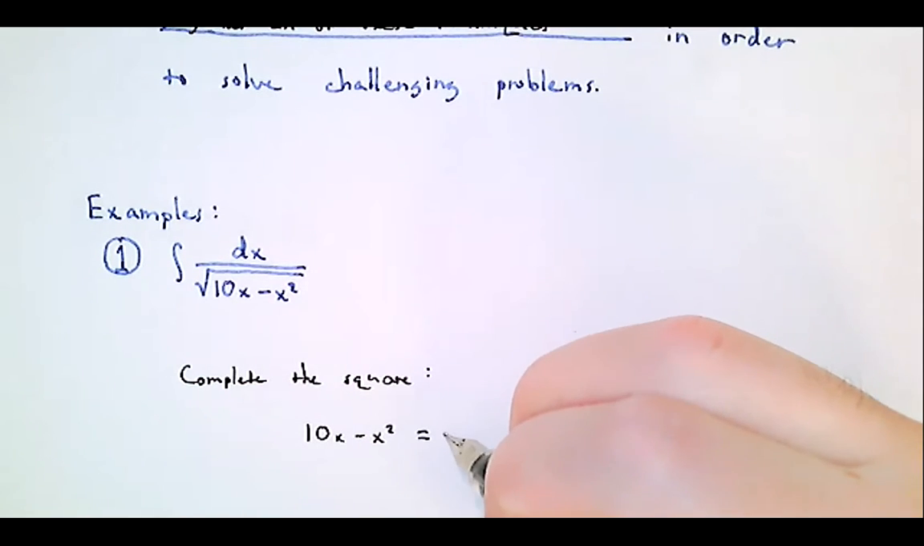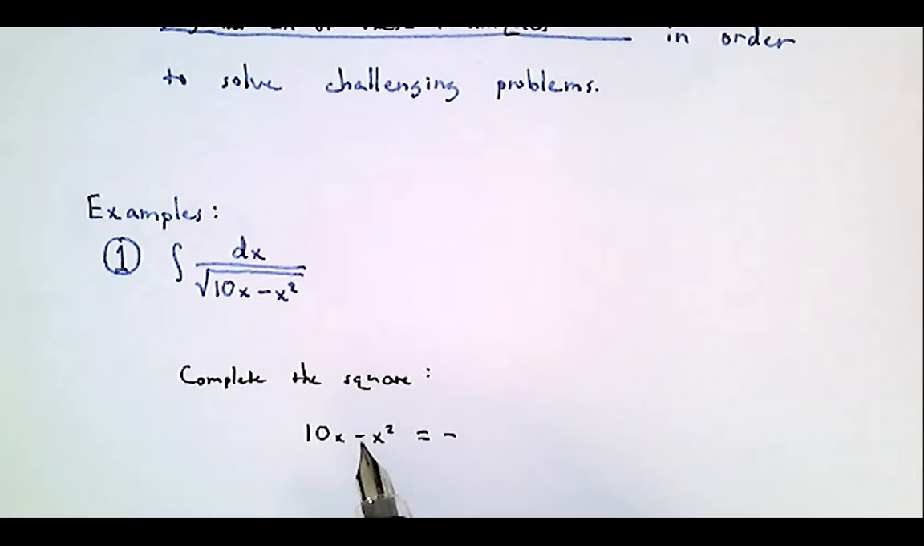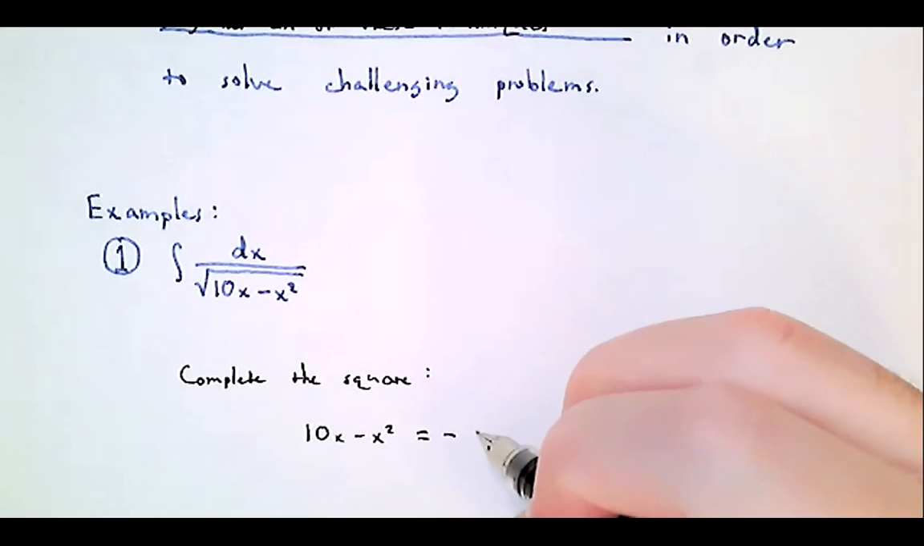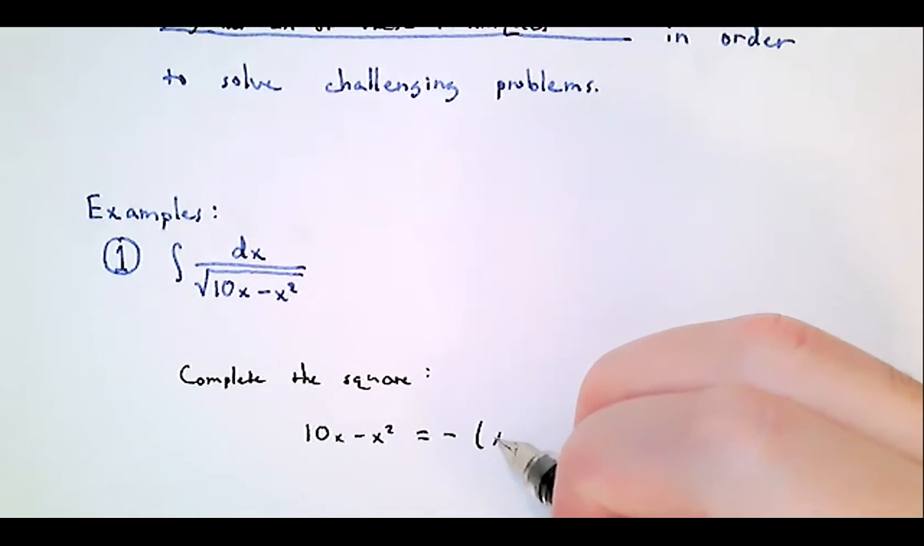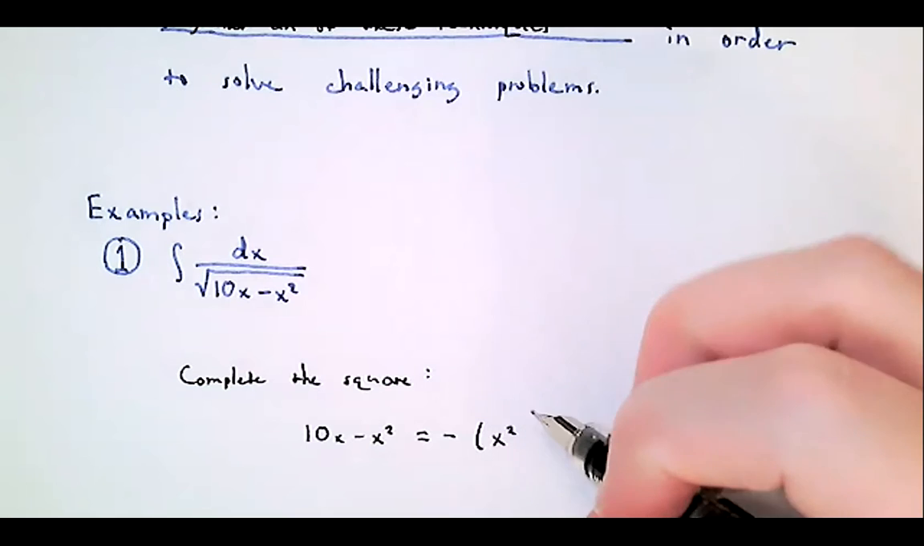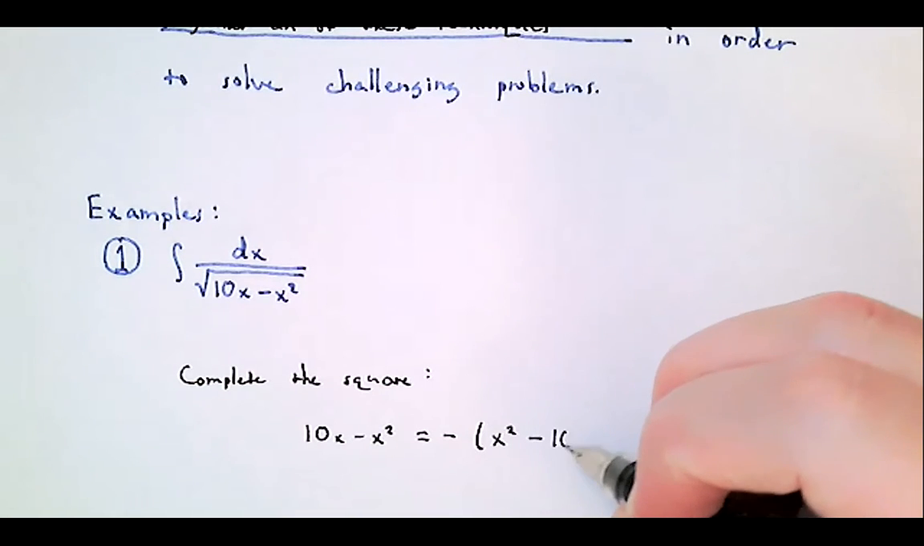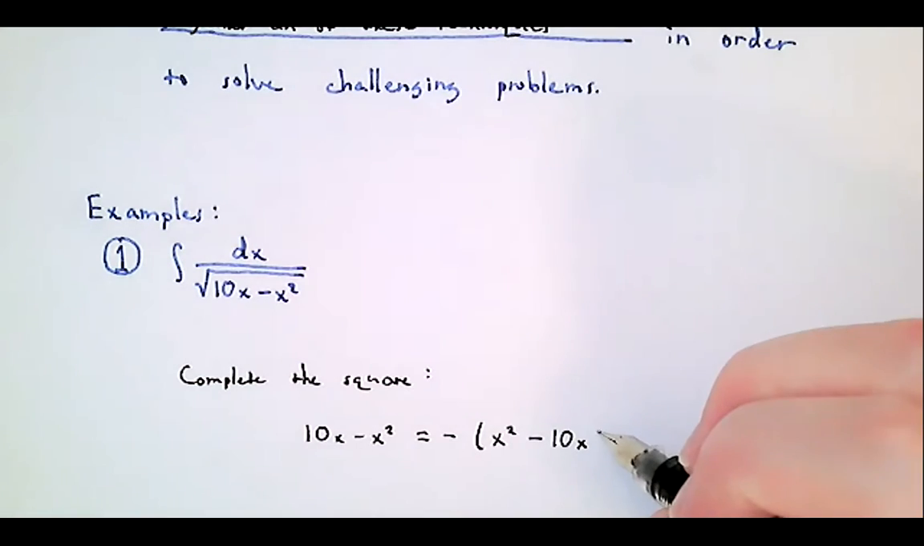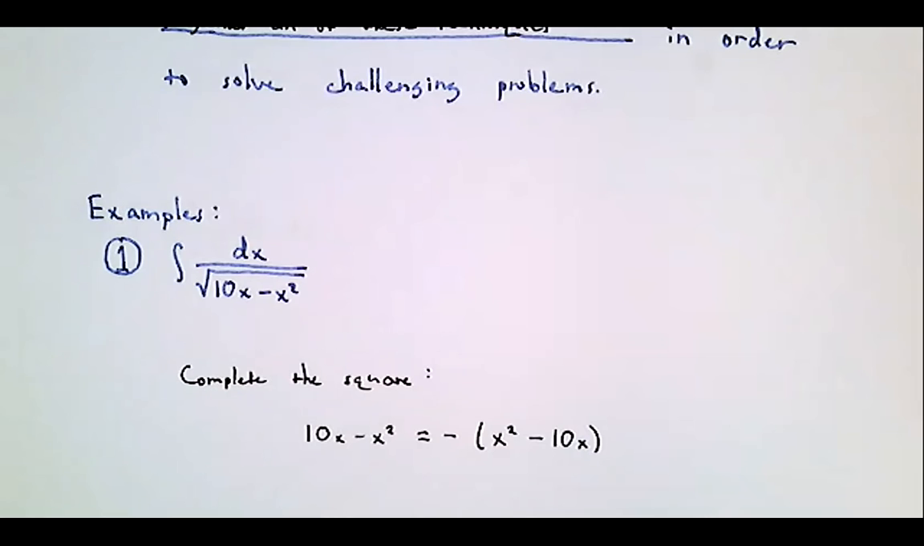So it would be my recommendation to factor out the minus sign so that we actually have a positive coefficient on x squared. So factor out the minus sign from x squared. That means we have to pick up an extra minus sign on the 10x, like this.